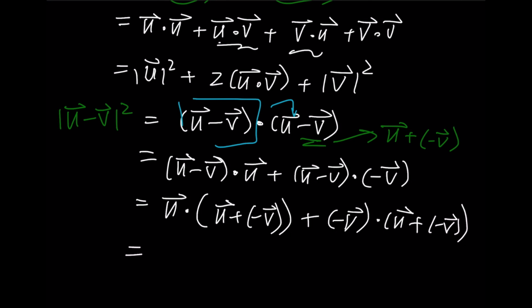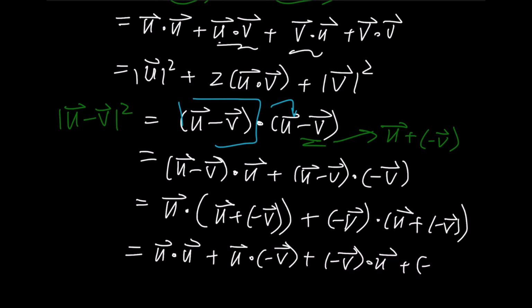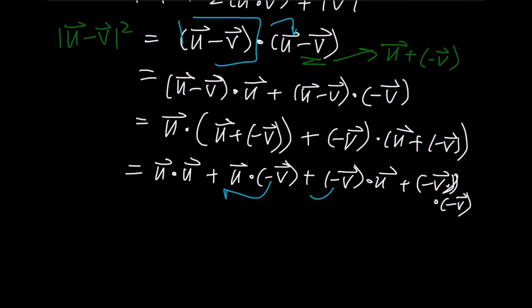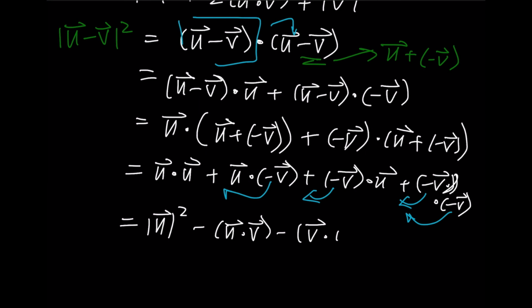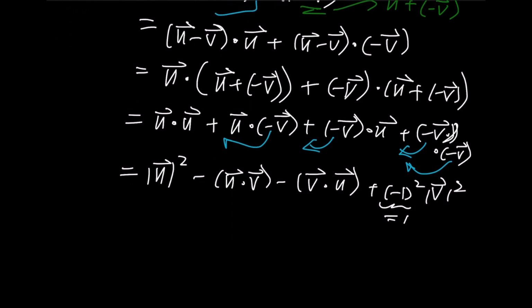I'll end up with a u dotted with u, u dotted with negative v, negative v dotted with u, and negative v dotted with itself. Anytime we have a minus sign, we're allowed now to take it out. So we'll have the following. And we continually use these properties to get to these results. Negative 1 squared is just 1. So at the end of the day, this ends up giving me the following.